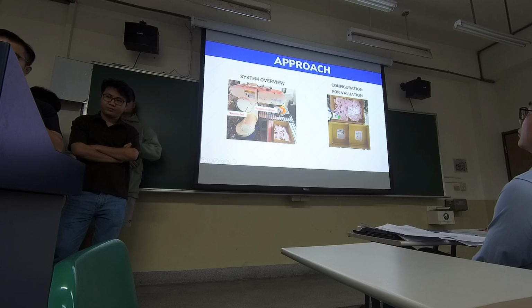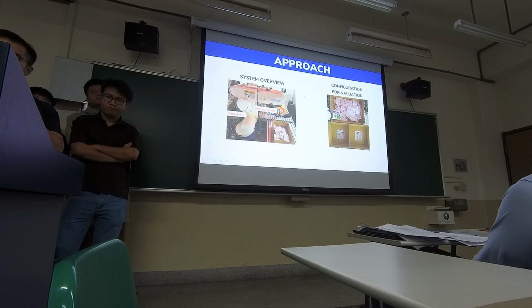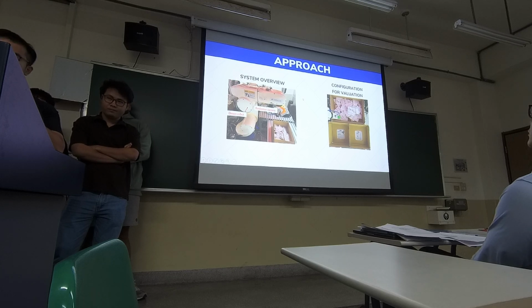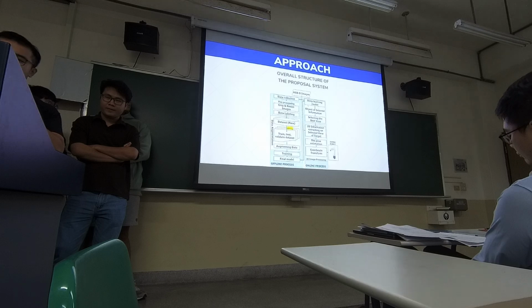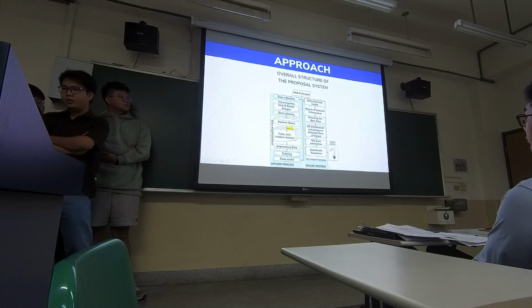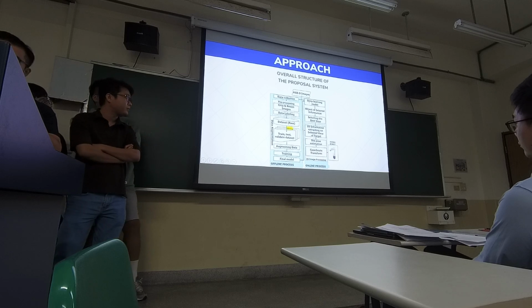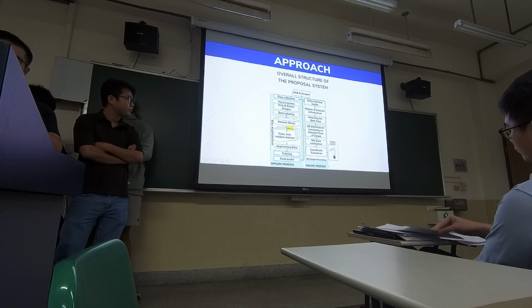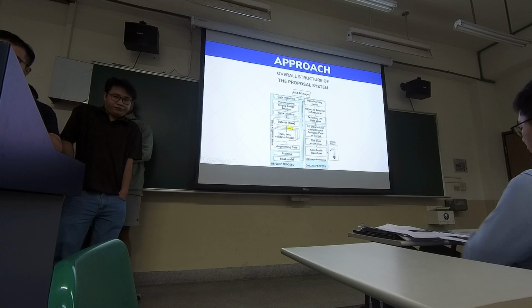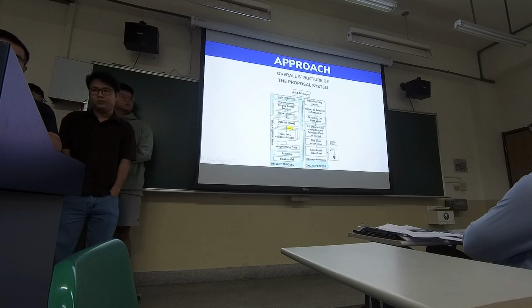And for the configuration of the evaluation, as we have two sizes of objects, we also have two grippers to pick up the two types of objects. For the overall structure of the system, we have two phases. One is the offline process, and the second one is the online process.